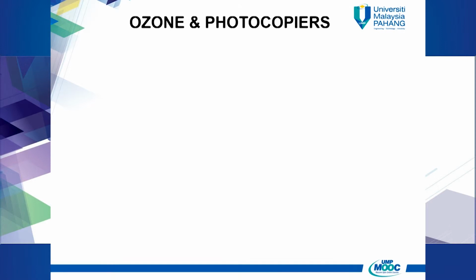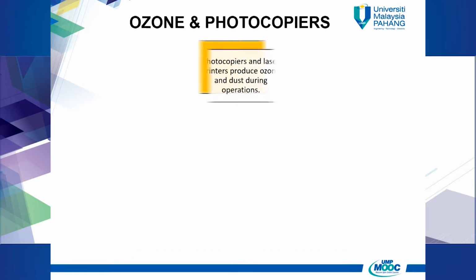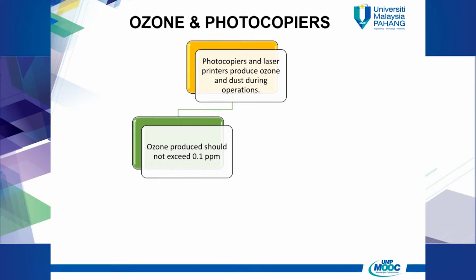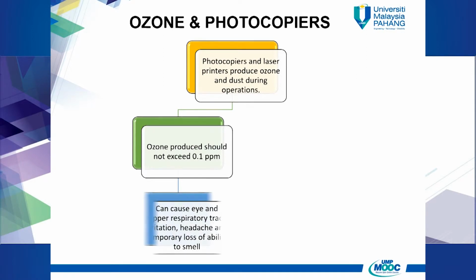Ozone does not build up in the air. Photocopiers and laser printers produce ozone gas during operation. The concentration of ozone produced by those machines should at no time exceed 0.1 part per million. At concentrations above 0.1 part per million, ozone can cause eye and upper respiratory tract irritation, headache, and temporary loss of the ability to smell.